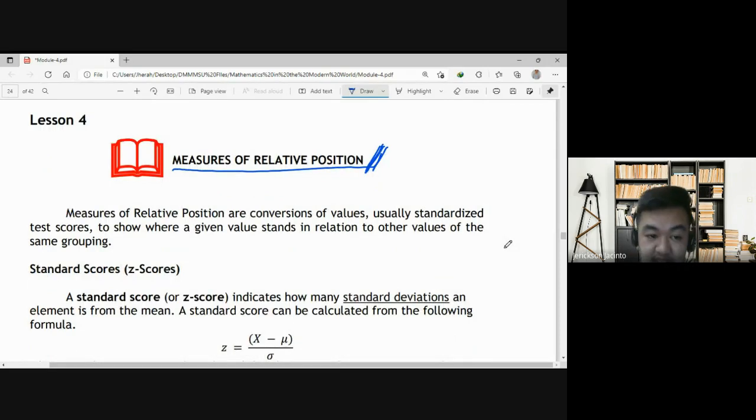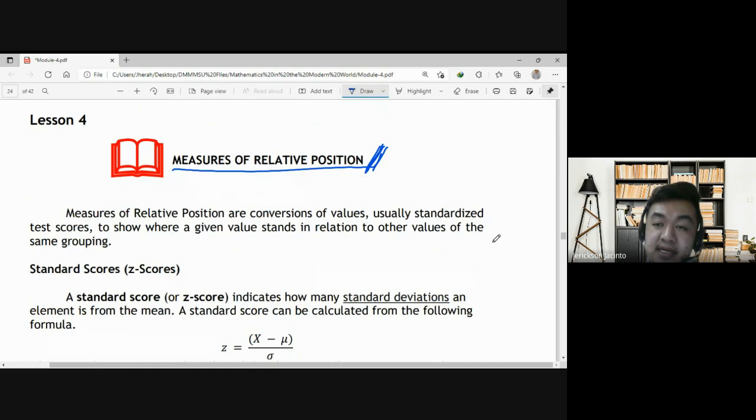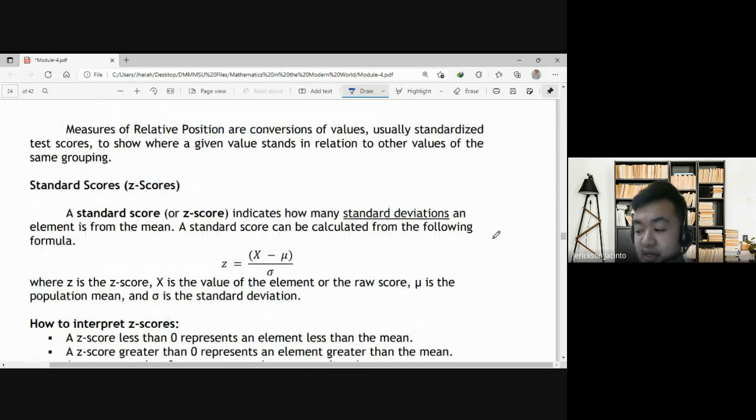So the measures of relative position are conversions of values, usually standardized test scores, that show where a given value stands in relation to other values of the same grouping. We actually have 4, or 3 plus the fourth, the box and whisker plots. The first one is the standard score.